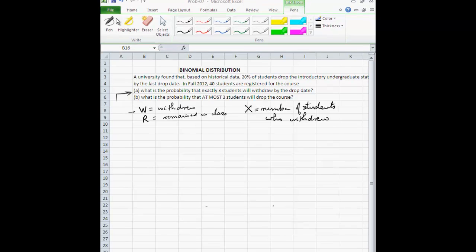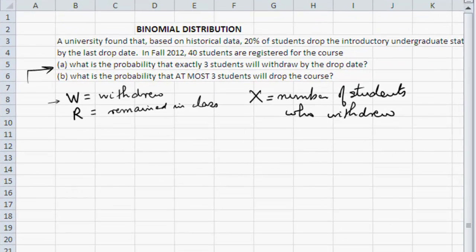A university found that, based on historical data, 20% of students dropped the introductory undergraduate statistics course by the last drop date. So in fall 2012, 40 students are registered for the course. What is the probability that exactly 3 students will withdraw from the course by the drop date? And second part is, what is the probability that at most 3 students will drop the course?